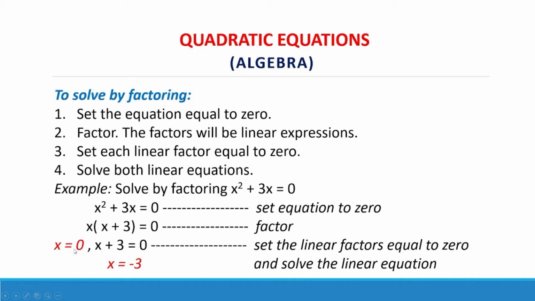And x is equal to 0, and the other value, x plus 3 is equal to 0, or transpose positive 3 to the right side, which is x is equal to negative 3. So the solutions of x squared plus 3x is equal to 0 are x is equal to 0 and x is equal to negative 3.